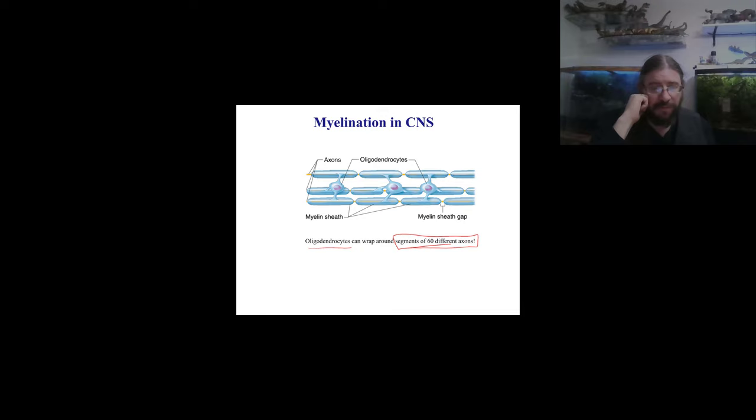This makes sense. You have extremely limited space in the central nervous system. You do not want to have a single cell myelinating every bit of axon there. You need efficiency. So that is what the oligodendrocytes offer, is efficiency. Okay, so.